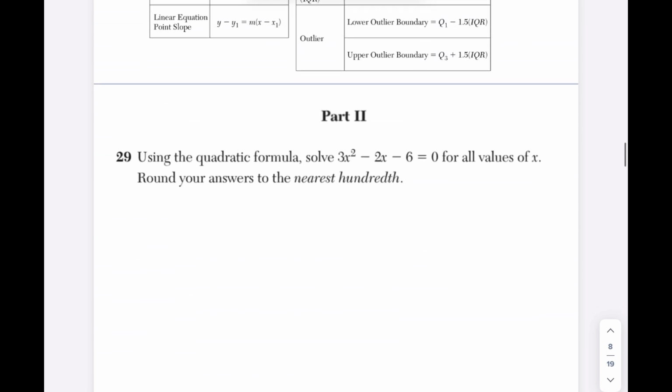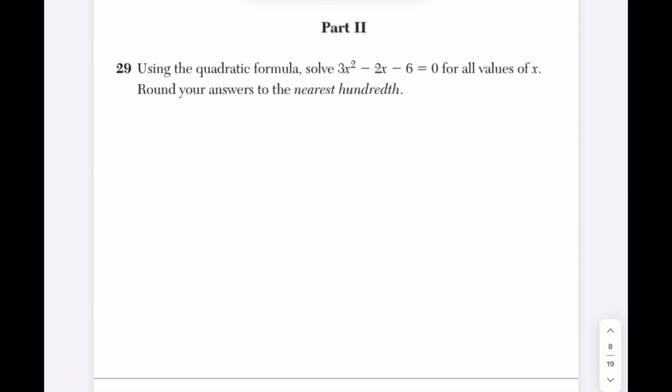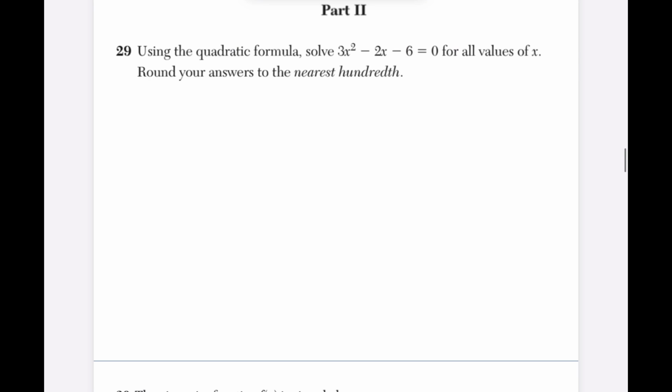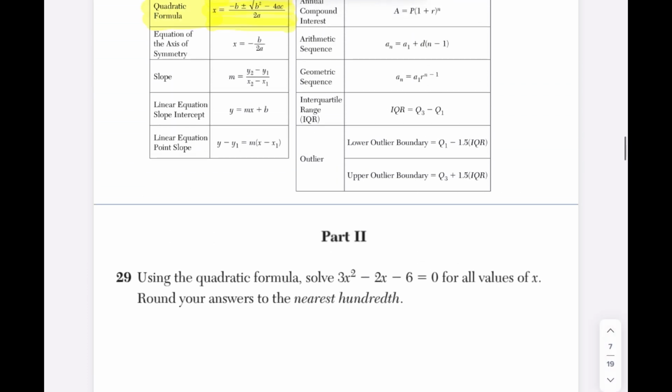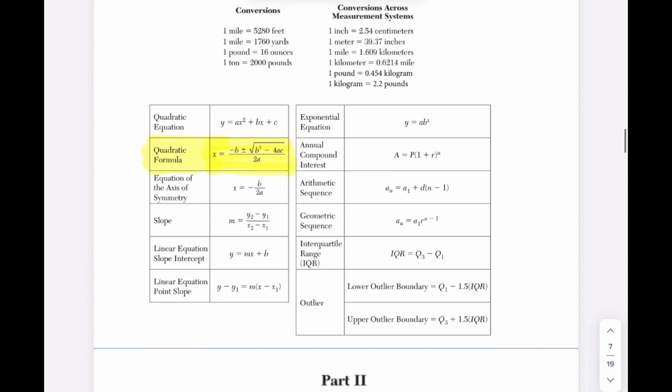So let's get right into it with this quadratic formula problem that asks us to solve 3x squared minus 2x minus 6 equals 0 for all values of x. And then we're told where to round to. So if you're thinking the quadratic formula sounds familiar, but I do not remember it, that's okay, because guess what you have? A reference sheet. So please don't forget to use your reference sheet on the Regents.